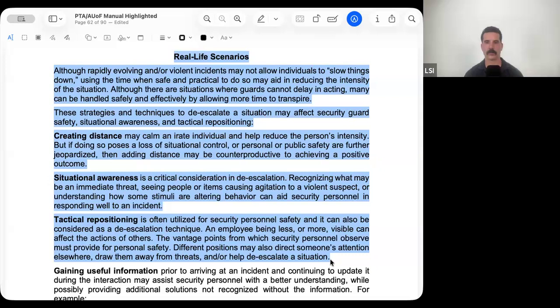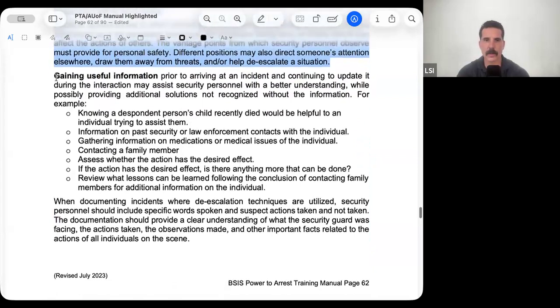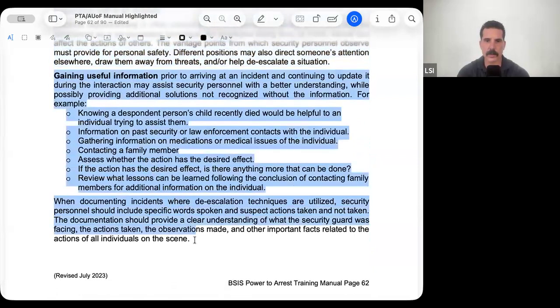and it can also be considered as a de-escalation technique. An employee being less or more visible can affect the actions of others. The vantage points from which security personnel observe must provide for personal safety. Different positions may also direct someone's attention elsewhere, draw them away from threats, and/or help de-escalate a situation. All right, and it goes on.